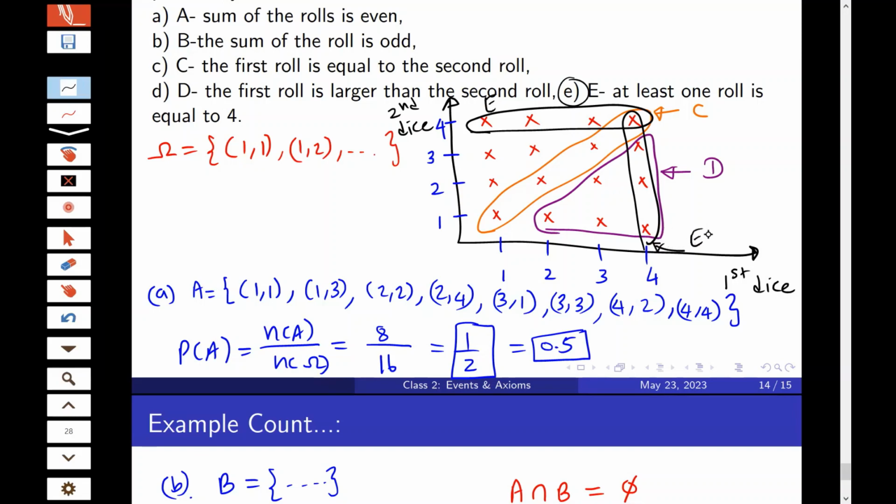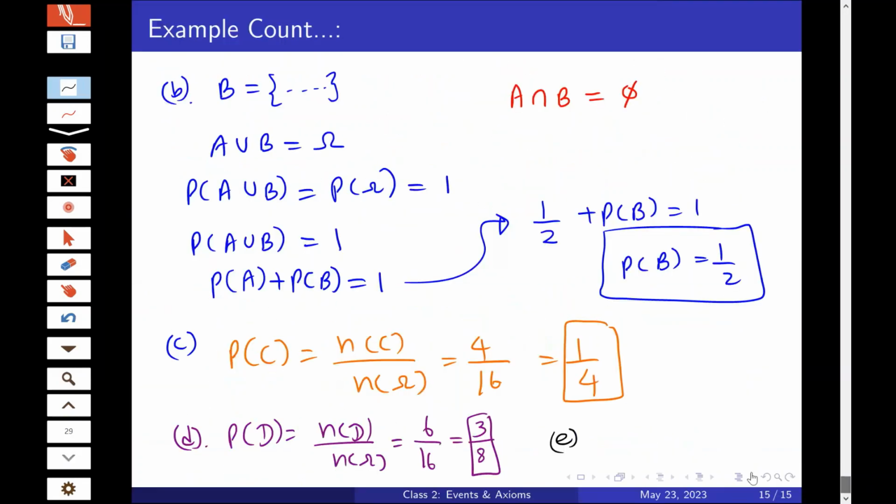Okay, here we have 1, 2, 3, 4, 5, 6, 7. So the probability of E is 7 over 16. Let's write down the equation and plug in: N(E) over N(omega), which is 7 over 16.